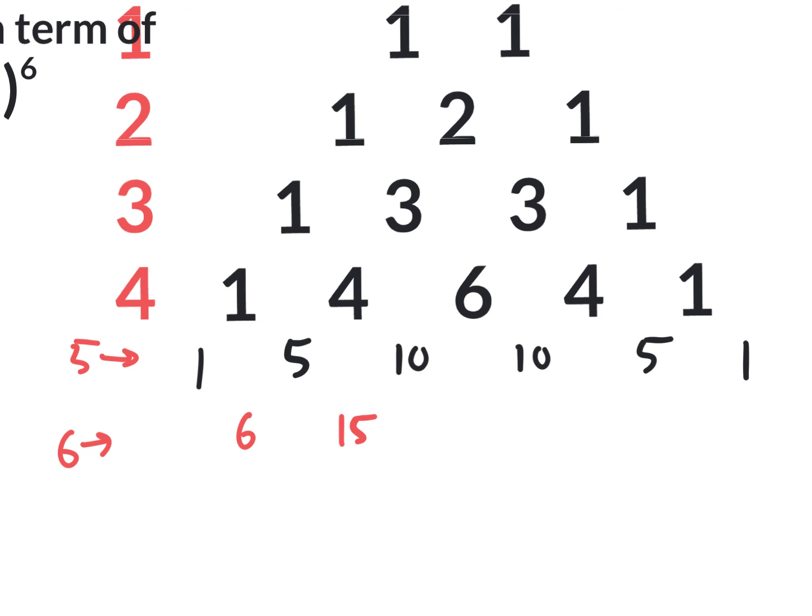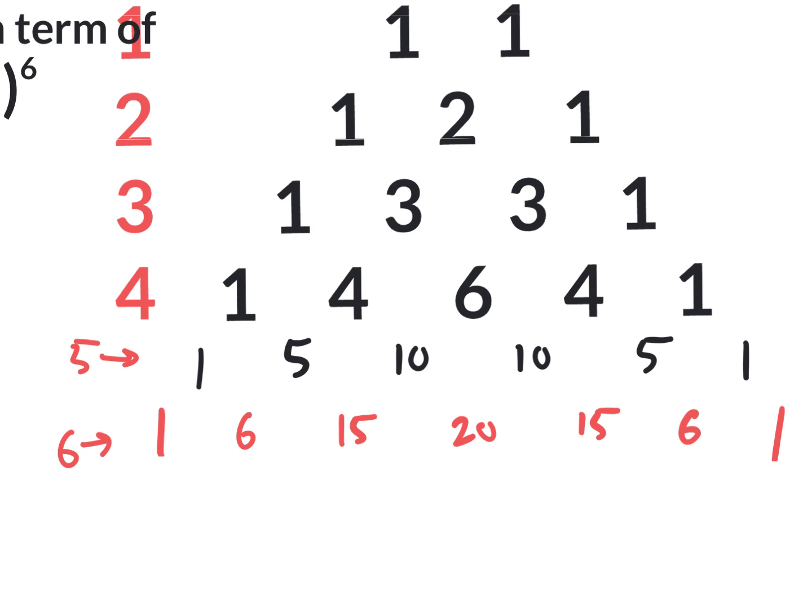I hope you guys are seeing what I'm doing. 1 plus 5 is 6. 5 plus 10 is 15. 10 plus 10 is 20. So we need a 20 right here. And then 10 plus 5 is 15. 5 plus 1 is 6 with ones on the outside again. So this row right here is what we need to use.